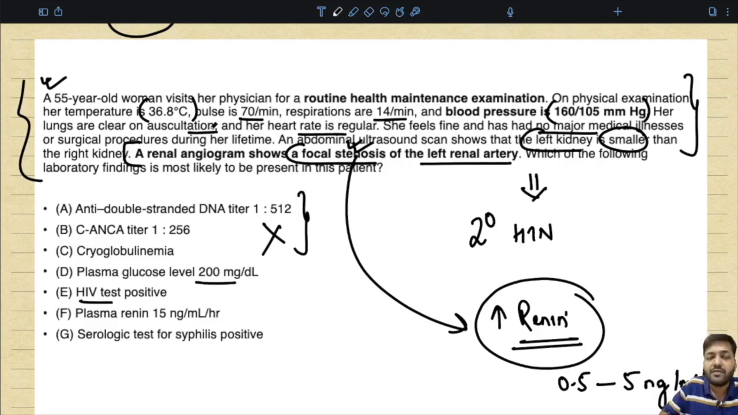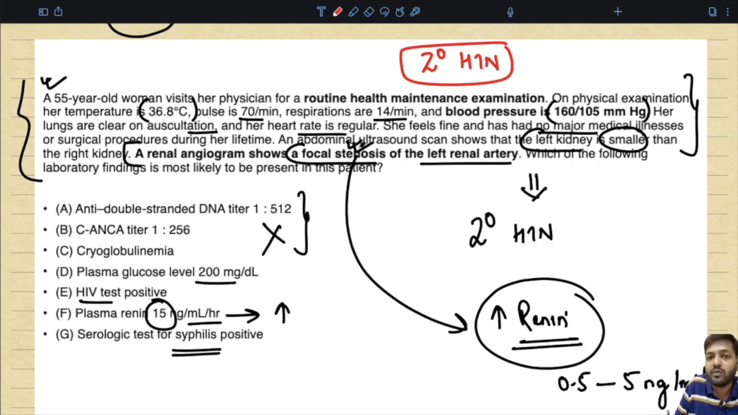HIV test positive, as we have seen that the patient has not undergone any surgical procedure or any major illnesses she has not got. So serological tests don't hold much value. But a plasma renin level of 15 nanogram per ml per hour, definitely there's a rise in the level of plasma renin. So most importantly, the basic idea with this question is that this is a case of secondary hypertension, and you have to identify the cause over here, which is focal stenosis in the left renal artery, and once that is there, it is going to raise the level of renin. So this will be the right option. Okay, option number F will be the right option.